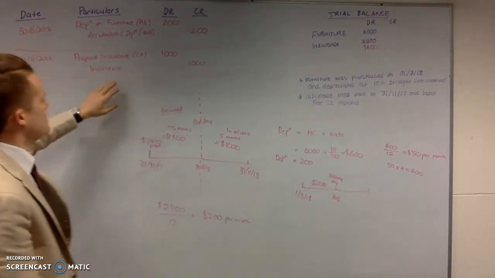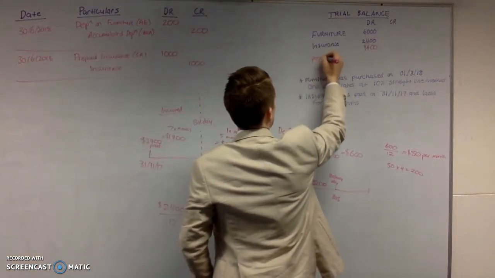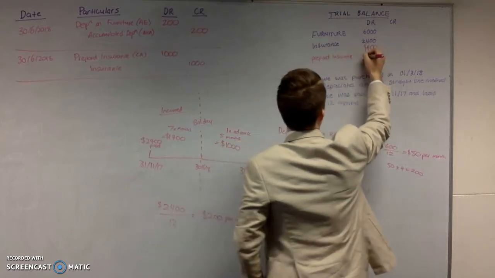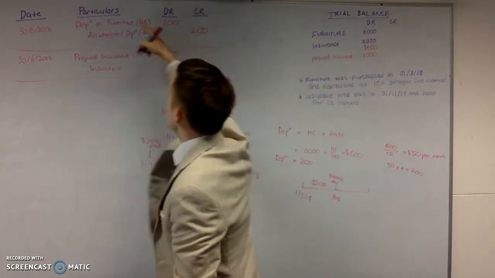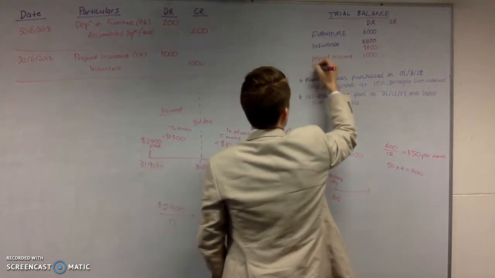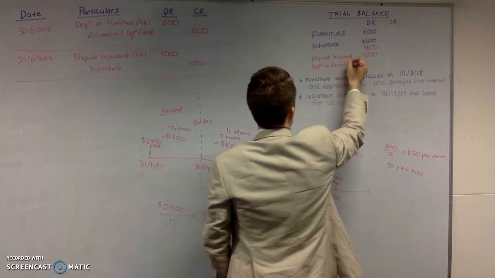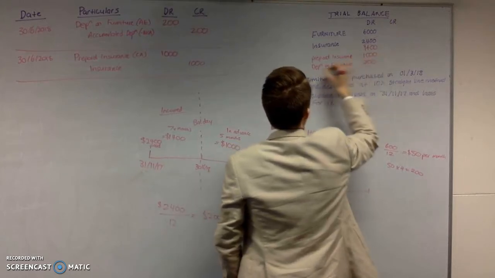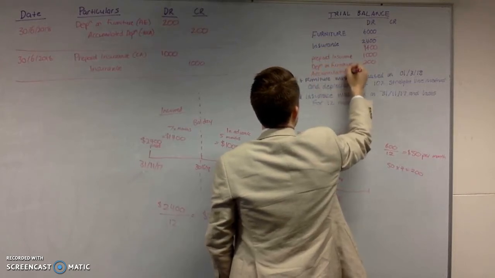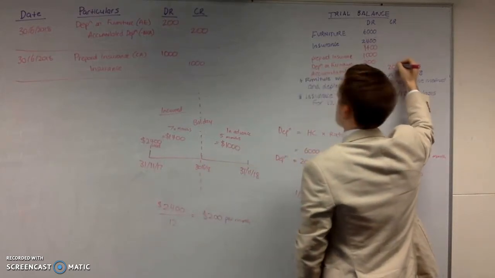Okay, what I haven't done is put the other accounts in. So we'll put in prepaid insurance. That's going to be $1,000. And I put in these as well. Depreciation on furniture, that's an expense and a debit side entry. $200, and then accumulated depreciation on furniture is $200 as well on the credit side.